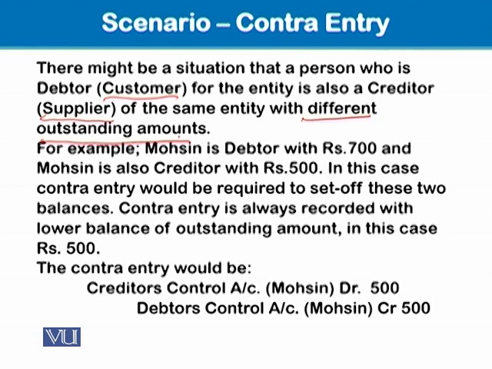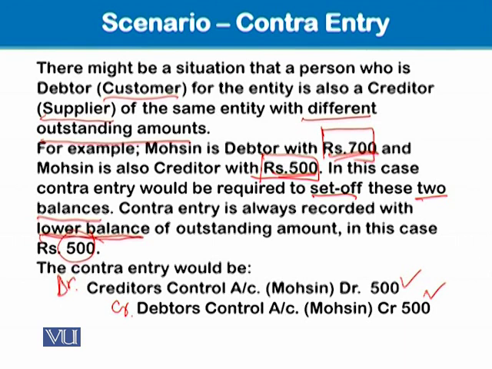So for example, Mohsin is a debtor with 700 rupees and Mohsin is also a creditor with 500 rupees. Okay? In this case, a contra entry would be required to set off these two balances. So the catch is that there is 700 receivable from Mohsin and 500 payable to Mohsin. So what we will do, contra entry is always recorded with the lower balance. Remember this thing. And the lower balance is 500. So the contra entry would be debit creditors control account and credit debtors control account with 500.